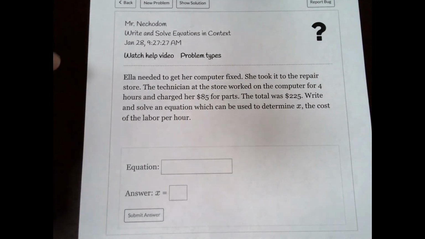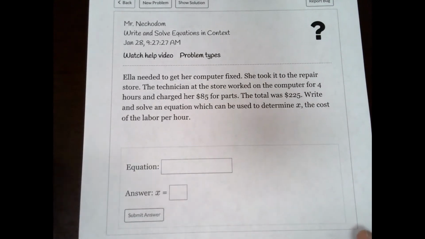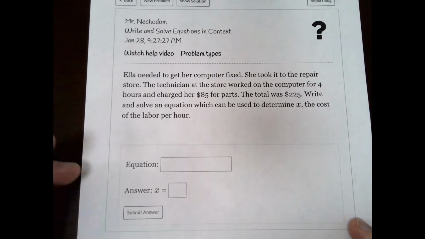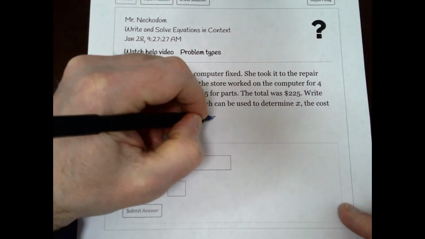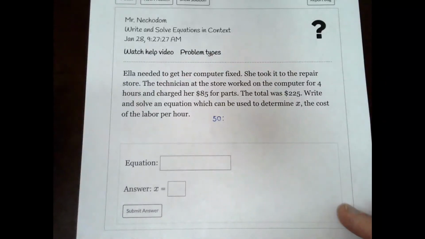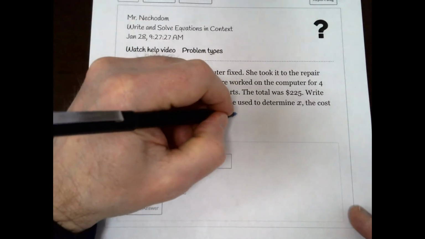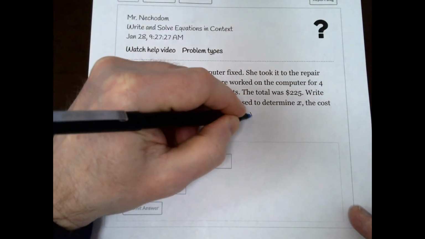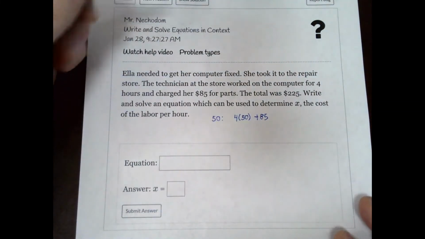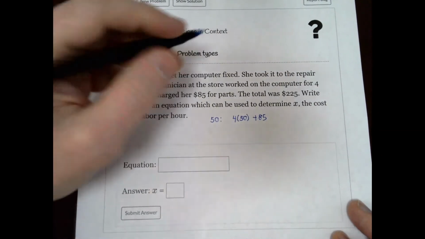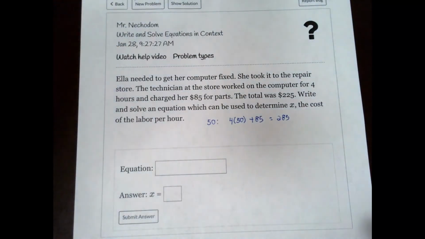So here's what I want you to do. X is supposed to be the cost of labor, so take a guess at what you think the labor might be. It doesn't matter what your guess is, just throw it out there. Let's say 50 bucks an hour. Then the total cost should be 225, but maybe it won't be. I would do 4 times 50 for the work plus the $85. Well, 4 times 50 is 200 plus 85 is 285. Did we guess right? No, we didn't, but I'm not going to get real upset about that.